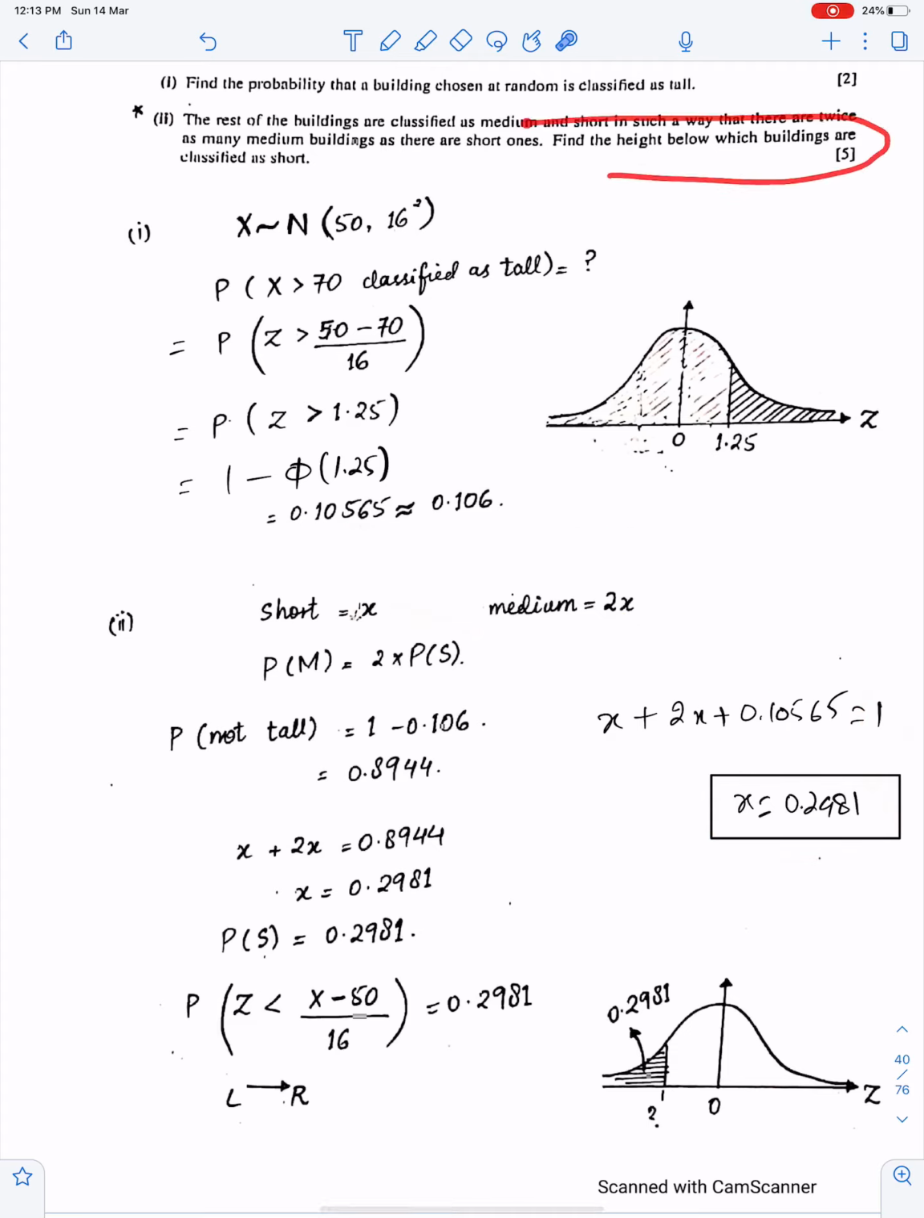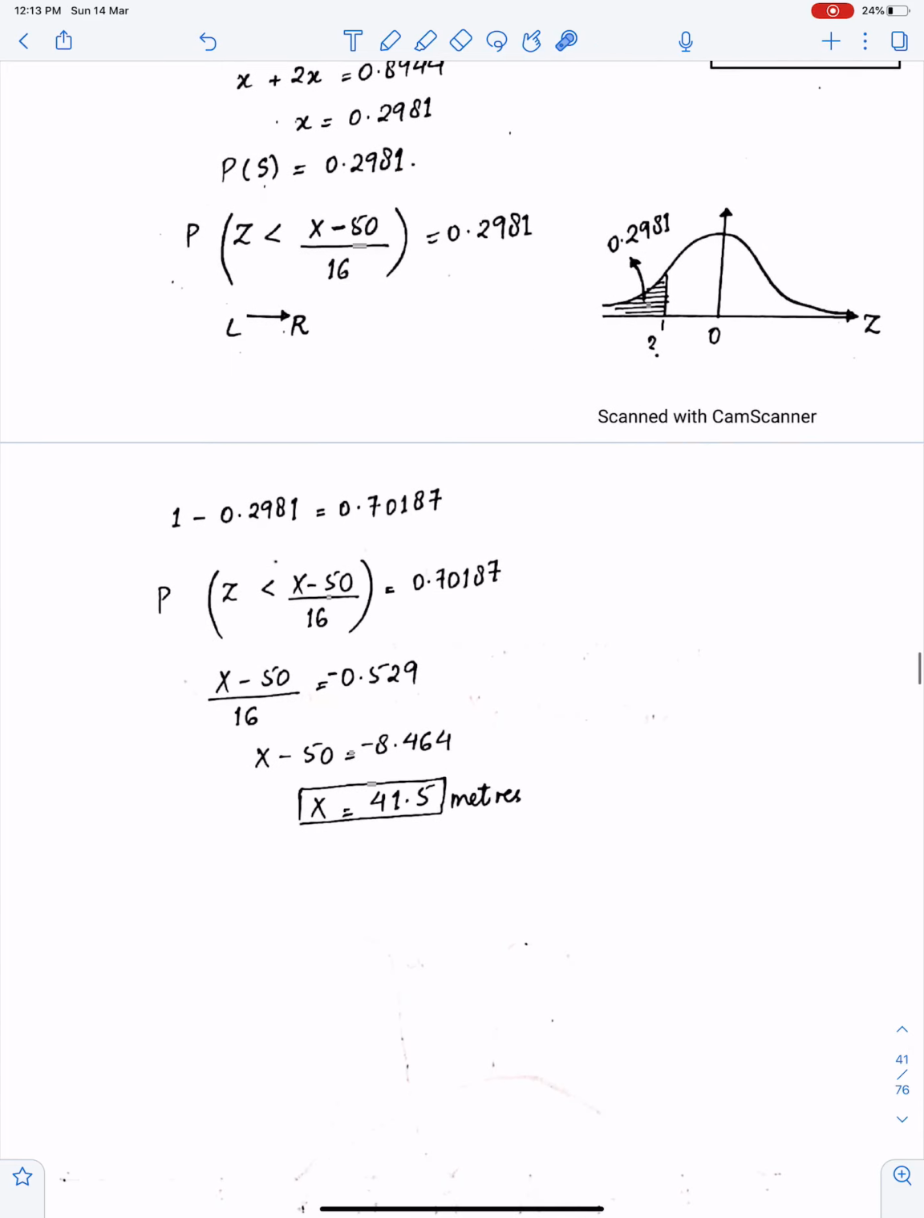Now find the height below which the buildings are short, so we need the probability X less than s equals this. We need this value. This is simple, you can manage this yourself. You just shade this and solve this.